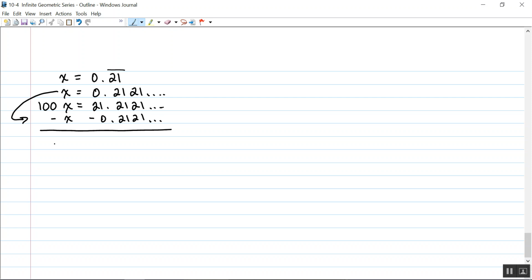So 100x minus x is 99x. 21.21 repeating minus 0.21 repeating gives me just 21. Dividing both sides by 99, I have 21 over 99. And then dividing top and bottom by 3, I have 7 over 33. So either one of those methods works. So in this section we took a look at infinite geometric series and figured out how to determine whether they are convergent or divergent and how to find their sums.